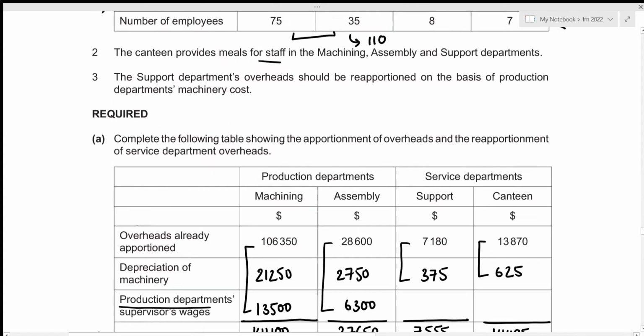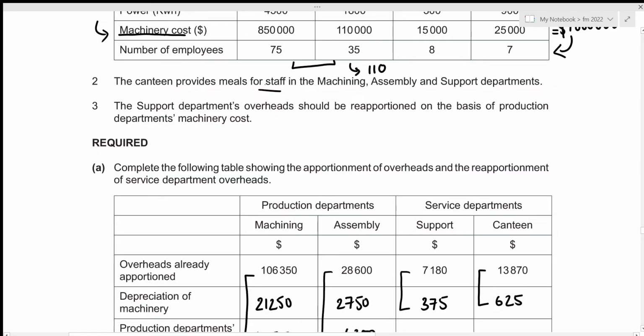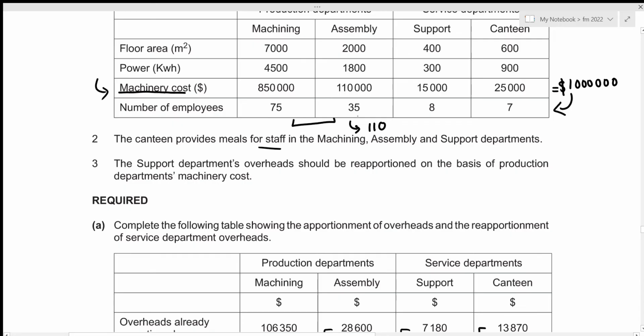Now we need to reapportion the canteen. And we were given the information that the canteen provides meals for staff in the machining, assembly, and support departments, which means that the basis for reapportionment would be the number of employees. And we are apportioning towards the three remaining departments, which is machining, assembly, and support. So the total is 75 plus 35 plus 8, which results in 118.